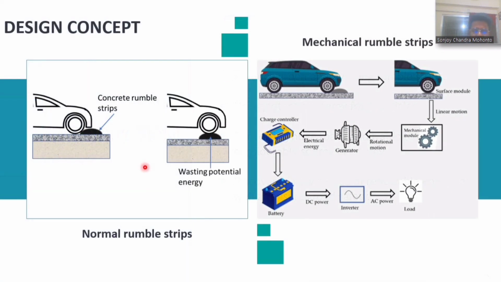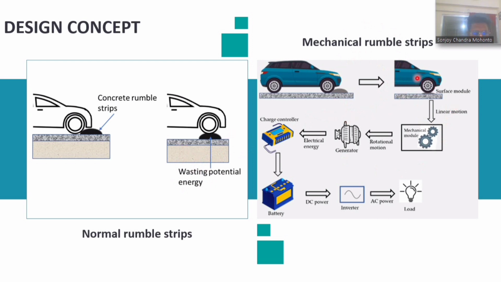The design concept is basically that when a car passes any rumble strips, the car speed is reduced and it loses some potential energy. But using the mechanical rumble strip, we can utilize the potential energy that we have lost earlier.